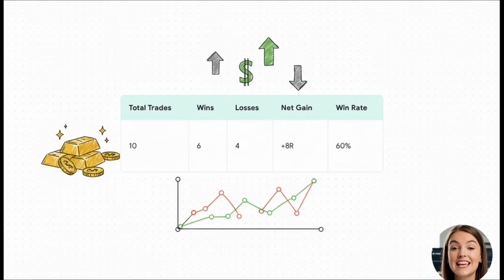And what about gold? Well, this test was a bit more active, with 10 trades total. We saw 6 wins and 4 losses, which still led to a really solid net gain of 8R. The win rate was a little lower, at 60%, but still profitable, and it shows the strategy can hold its own on a completely different kind of asset.